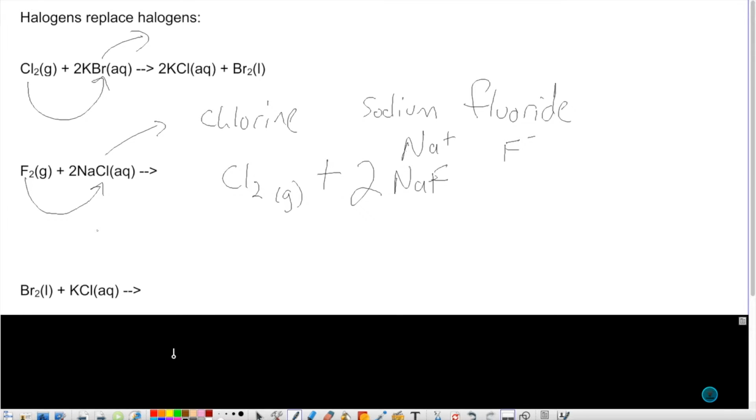What about this one? Br2, and remember, bromine's a liquid. It's a cool liquid. It's a fuming liquid. It's right on the transition between a liquid and a gas at room temperature. So I've got bromine. I've got potassium chloride. This looks like it's going to set up for this. The problem is, this is no reaction.